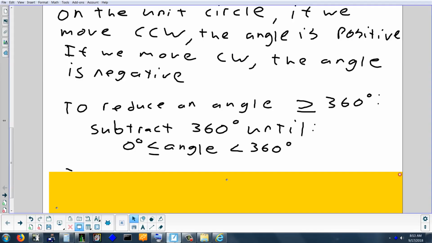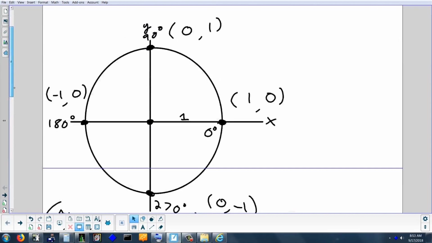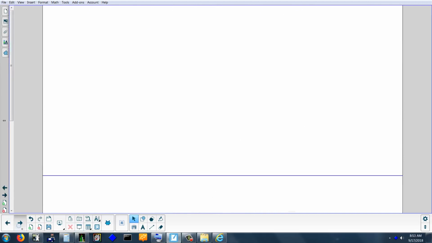I know where 270 is. I know where it is from this picture right here. All right, so that's the idea. Anytime you get a big angle, we want to make it small enough that we can work with it.